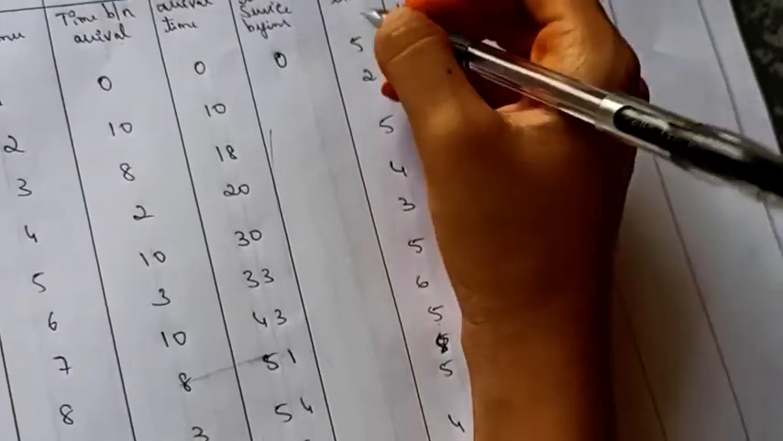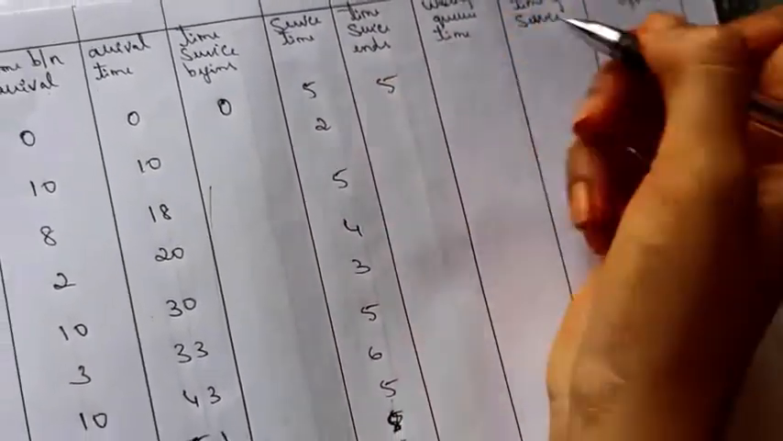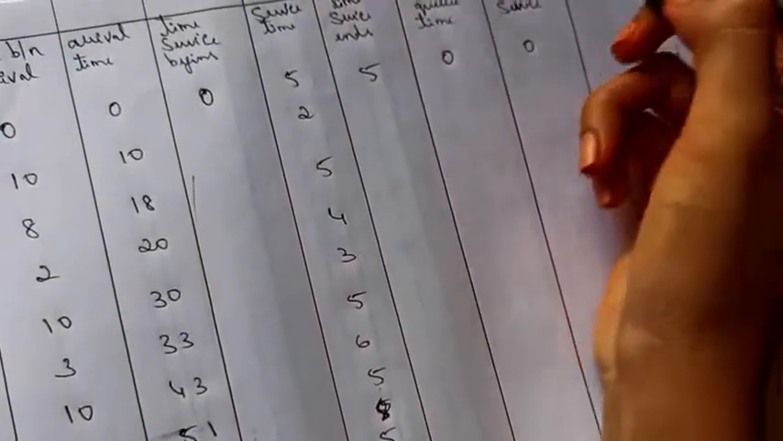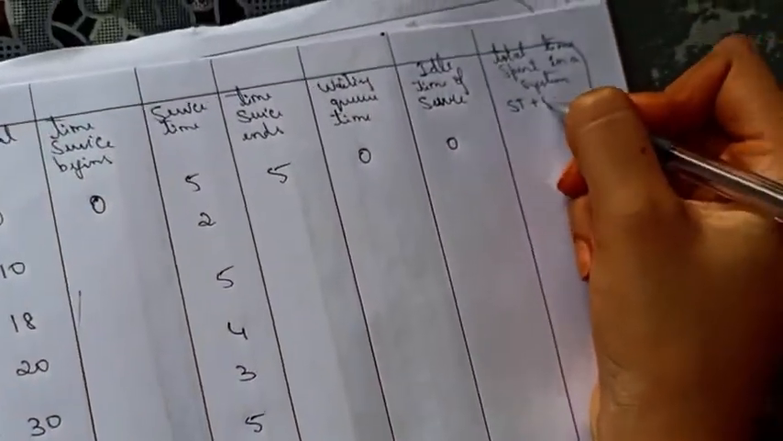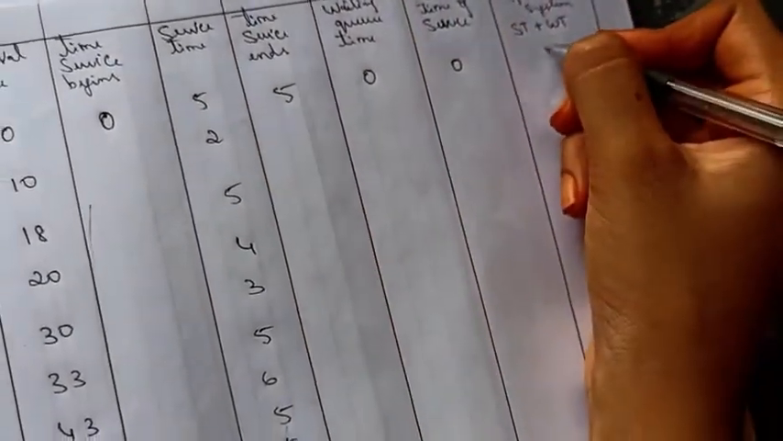His service needs 5 minutes of service time, so his service ends at 5. He did not wait any time in the queue, and the server wasn't idle for any time. The total time spent in the system is service time plus waiting time. So that is 0 plus 5, that is 5.